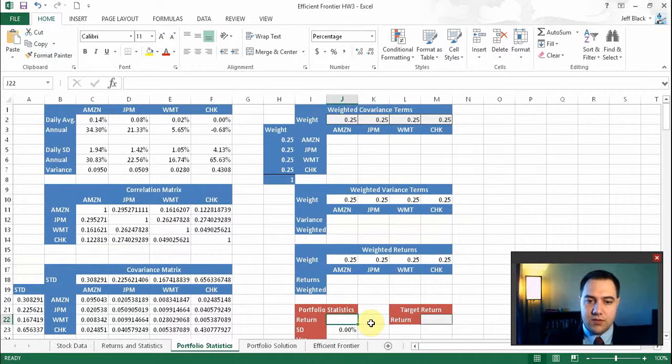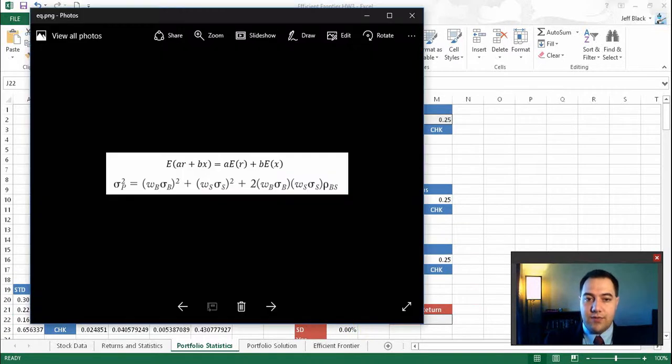So our return, if you'll remember from the class, if we have 2 random variables with 2 constants, this is much like having a weight and a stock times the return of a stock plus the weight of another stock times the return of that stock. The expected value, or the expected return on that, is going to be the weight times the expected return on the stock plus the weight times the expected return on the other stock. When we have 4 stocks, this just grows linearly. So we're going to have 4 different weights and 4 expected returns.